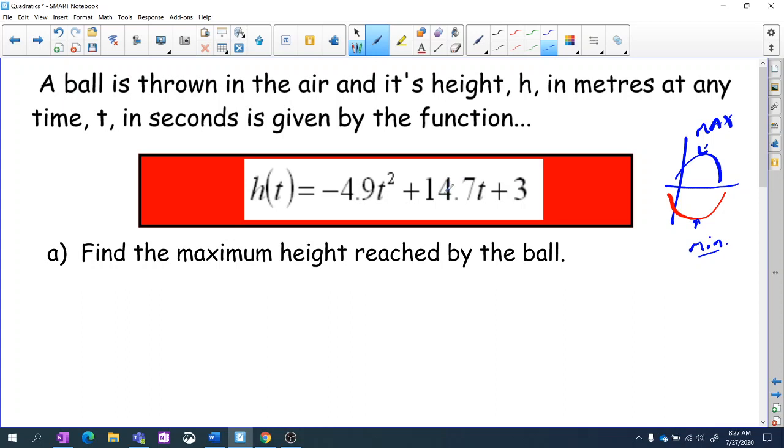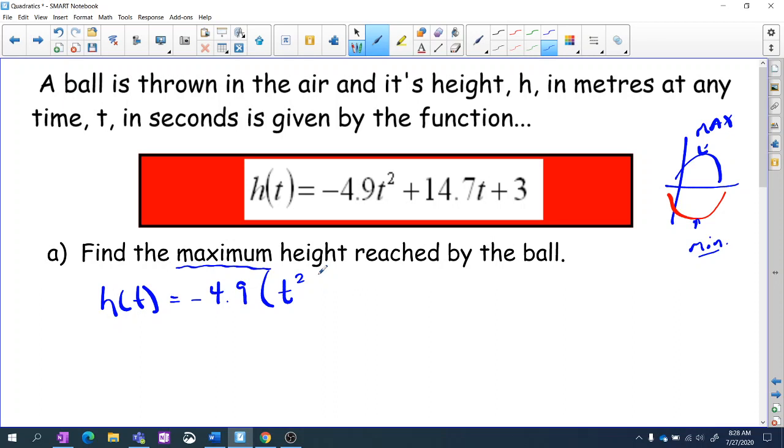So if the height is modeled by this function, and I'm asked for, the keyword in this question is maximum height. So when I see maximum height, I immediately think vertex. So if you see in a question, find the maximum or find the minimum, you should instinctively be thinking vertex. So we're going to take this quadratic function, which is right now in standard form, and we are going to change it to vertex form, which we've gone through in prior videos.